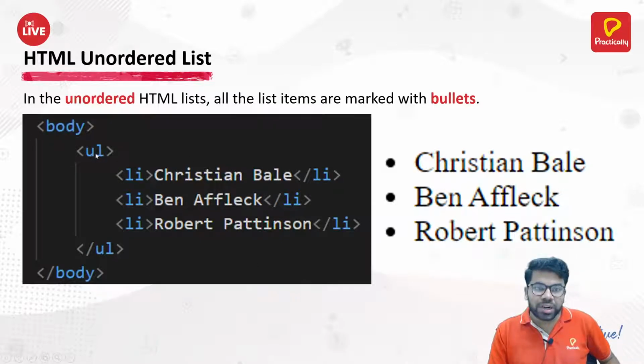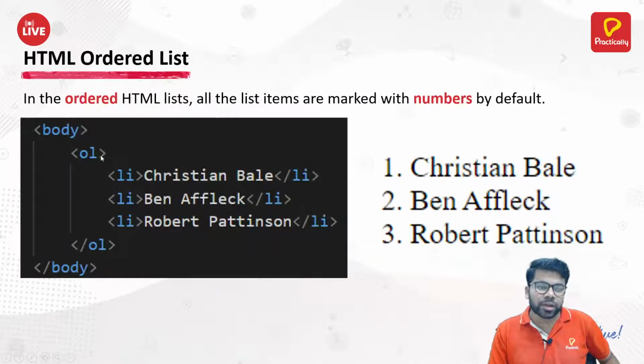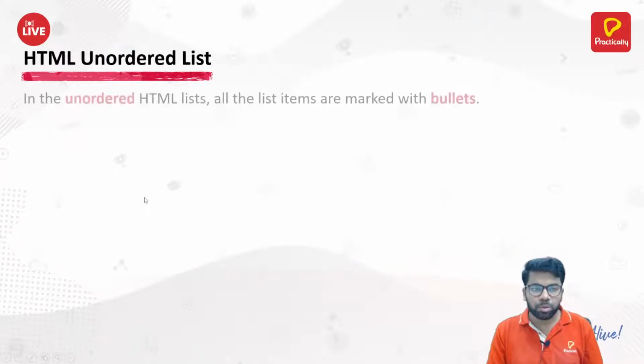So the UL tag is used for an unordered list, and the OL tag is used for an ordered list. But inside both lists, if you need to insert items, we must use the LI tag, and the LI tag must be opened and closed. If you want to insert each and every item, then we need to use the LI tag in both lists.